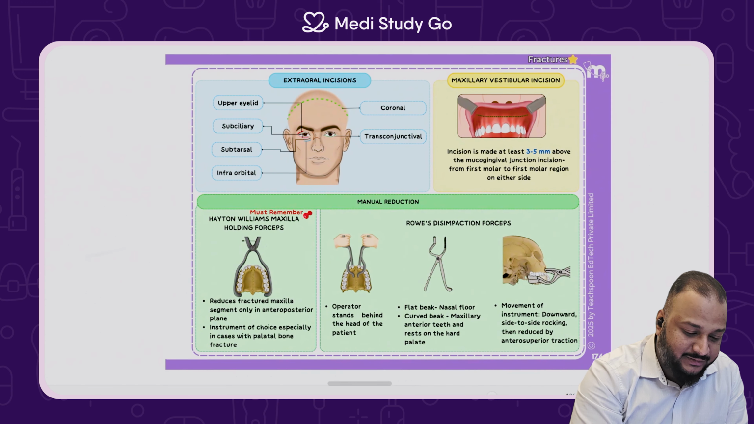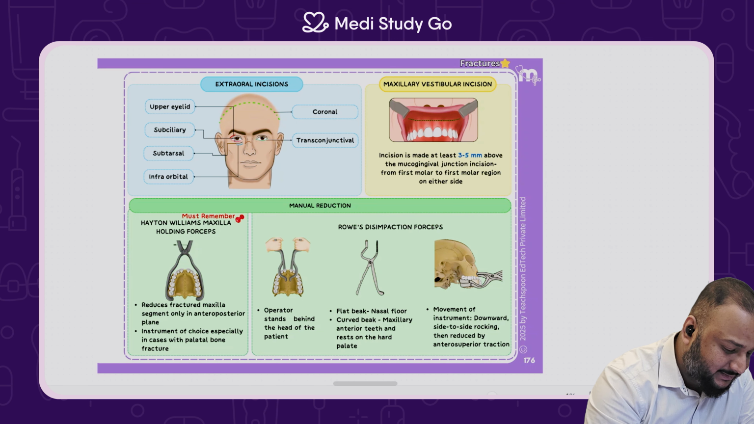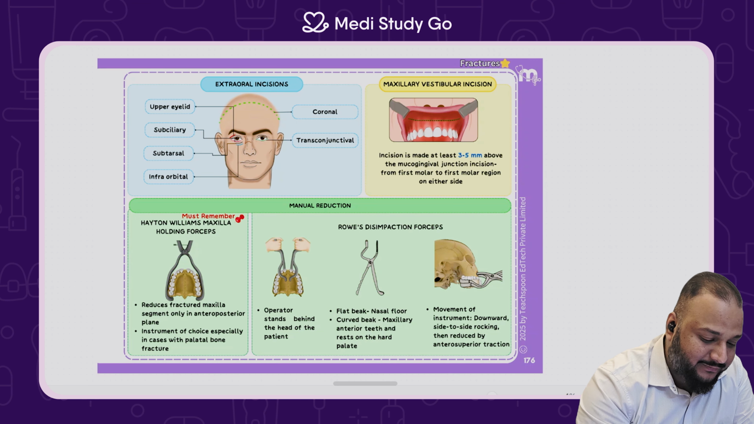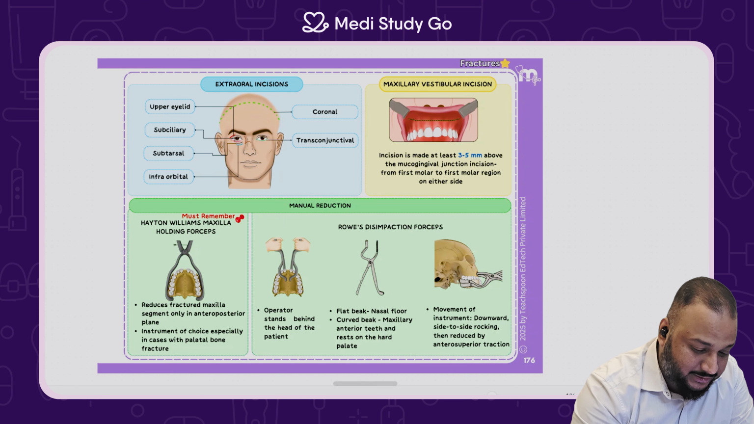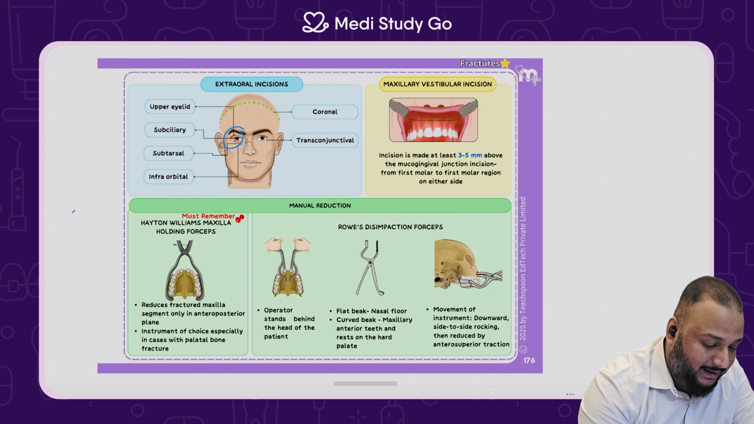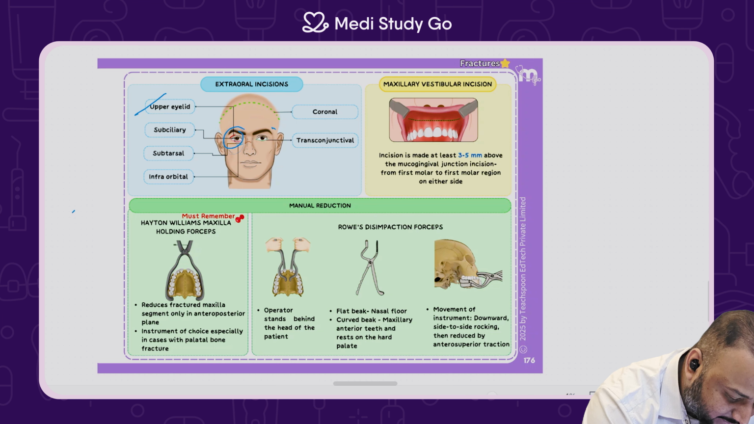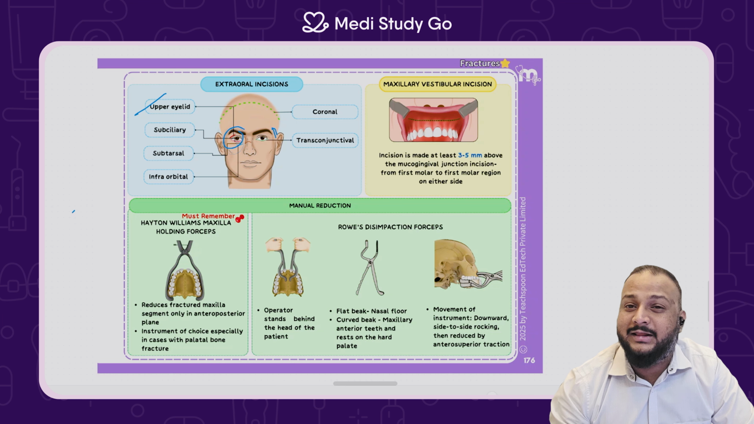Let's have a basic revision through the extraoral incisions and the approaches to the midface. If you consider these, we have already discussed the approaches for the eye. The various approaches for the eye are an upper eyelid or blepharoplasty incision, and a lateral brow incision, which is taken here in the upper eyebrow.